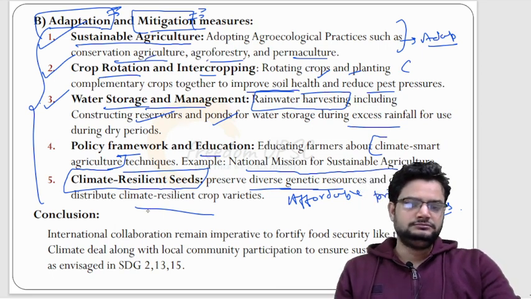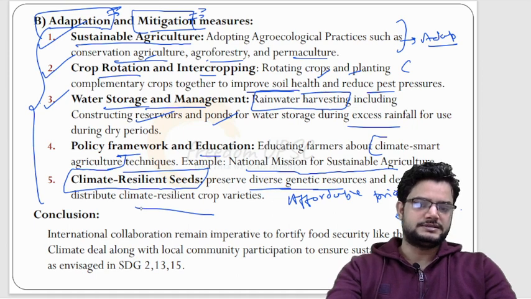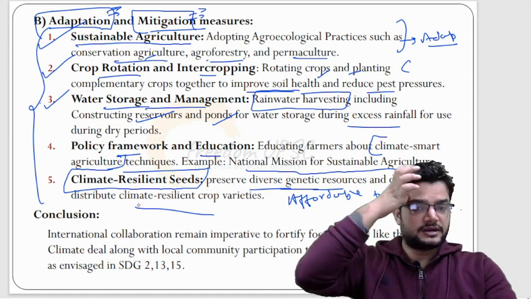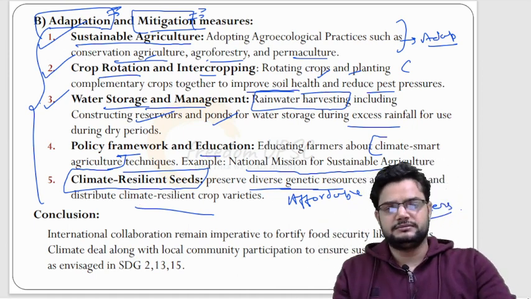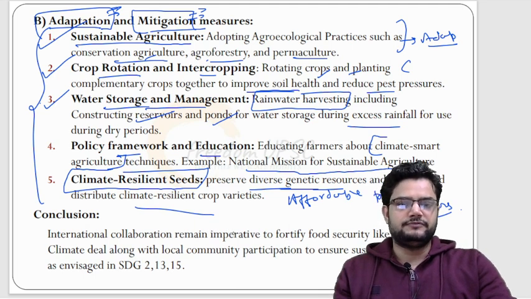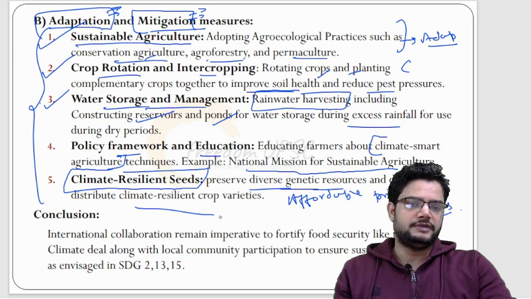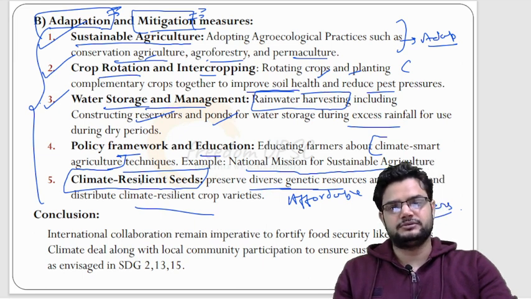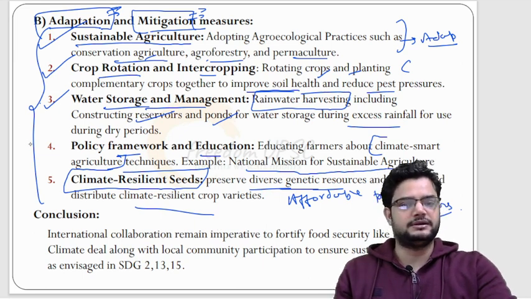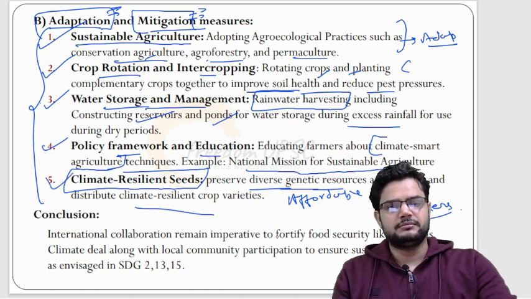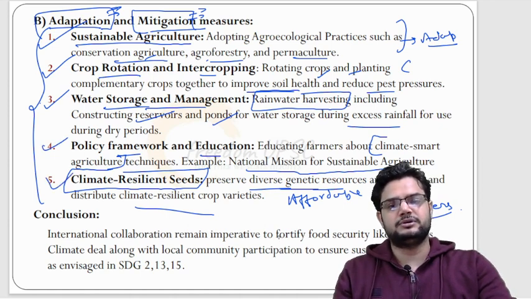Now in the conclusion, you can say that not only are these measures required, but we need to secure food security by international measures. These are the domestic measures and we can do that through the government, but international efforts are required because climate change is a global problem. So this is how you will end this answer.